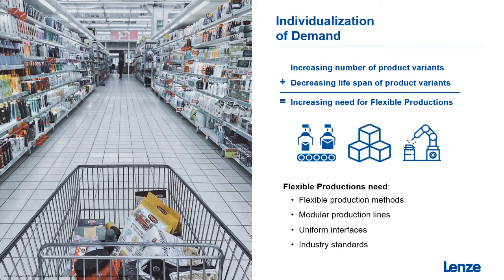But you not only need to be more flexible, you also have to modularize your production lines. And if you have modular production lines where you can change from one product to the next immediately or in a very short time, you need to have uniform interfaces and industry standards, of course, which you have to follow. And these are things you will see later on. That's something Lenze really can offer and can help you with to build your flexible productions, your modular production lines, as well as offering uniform interfaces and typical industry standards.